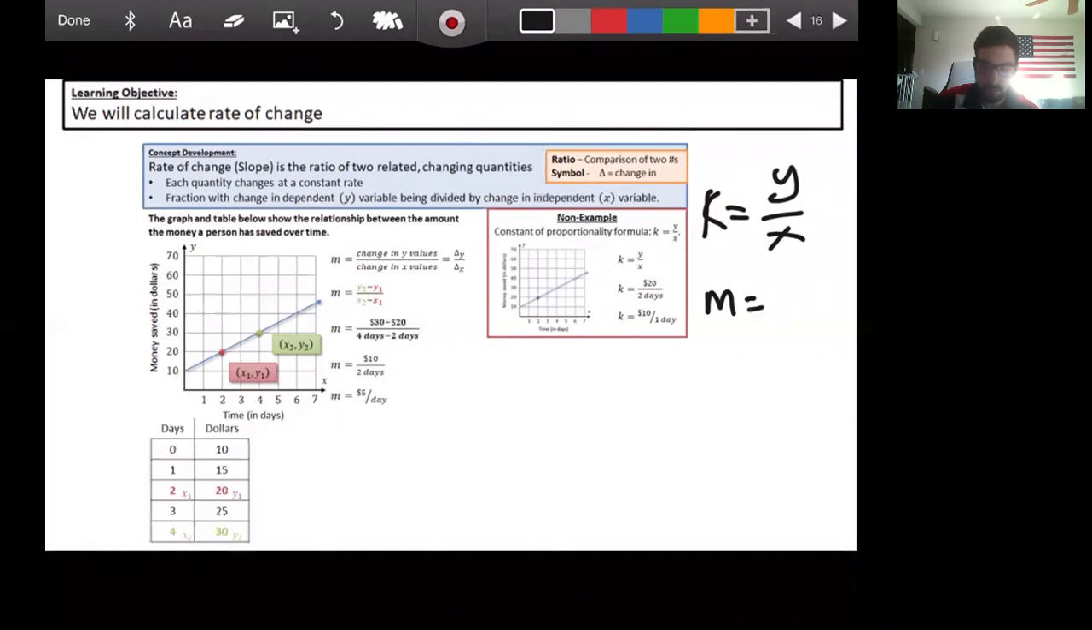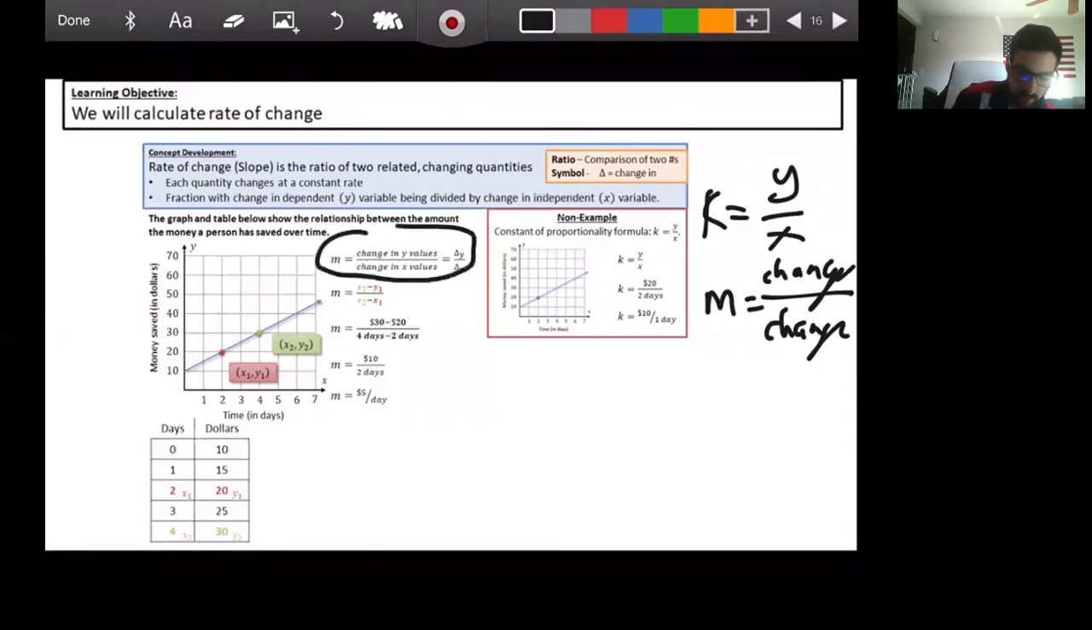Y is still on top, but the difference is now it's your change in your y and your change in your x. It's not just 1 point, it's going to be a change. So the change in y is still on top, change in x is still on the bottom, which we can see right here. M is your change in your y values over your change in your x values. We're still having y over x here. So in this case, we have those 2 points where we're figuring out the change. We have the same thing also on our table. We're going to see a change as well.